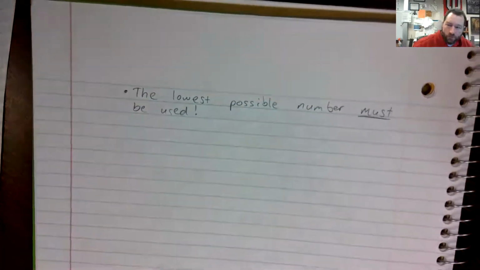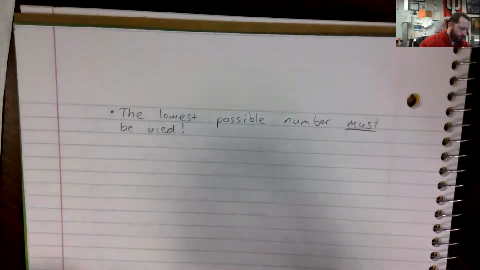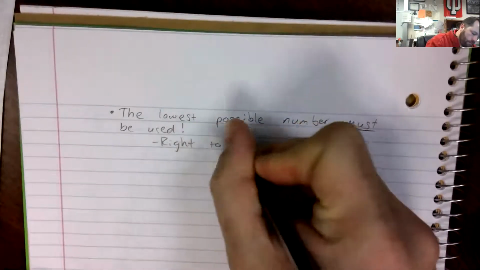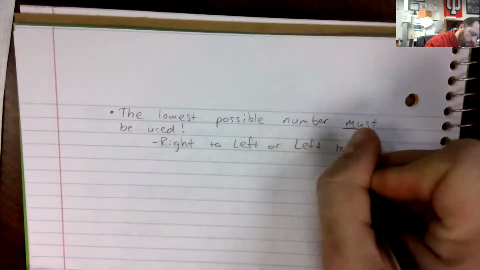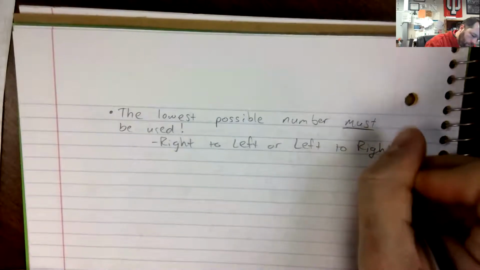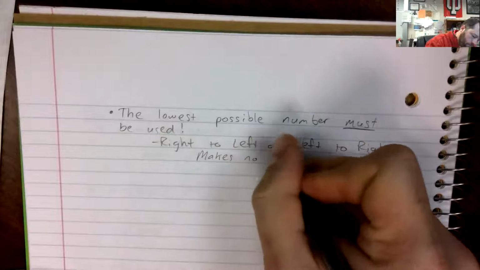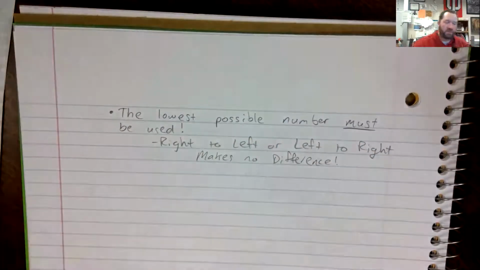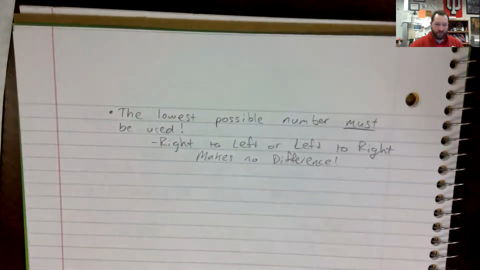Very important rule, and it takes some getting used to. The lowest possible number must be used on your double or triple bond. Why that's so important is in organic chemistry, that right to left or left to right makes no difference.